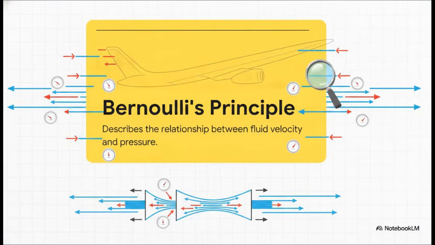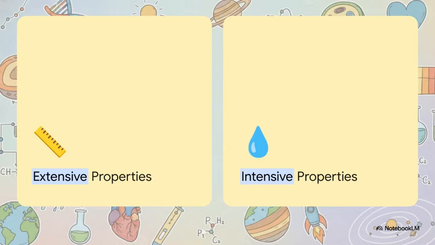Ever wonder how airplanes fly? Bernoulli's principle proves that faster-moving fluids actually create areas of lower pressure. Shifting to chemistry, remember, intensive properties ignore size, while extensive properties like mass completely depend on it.